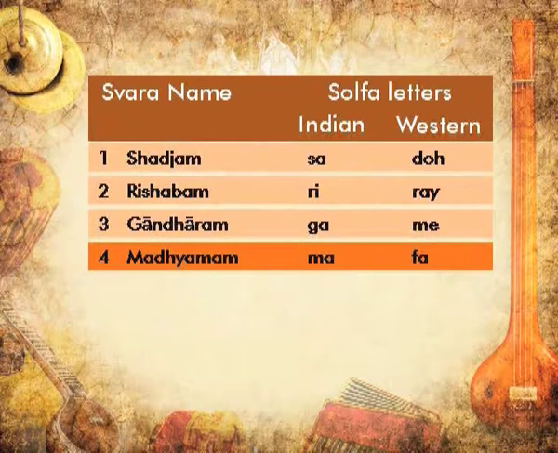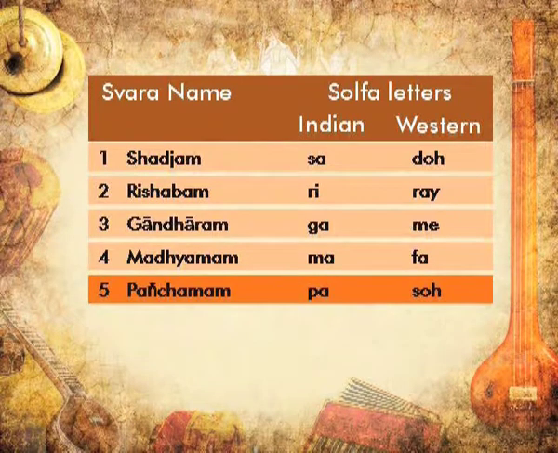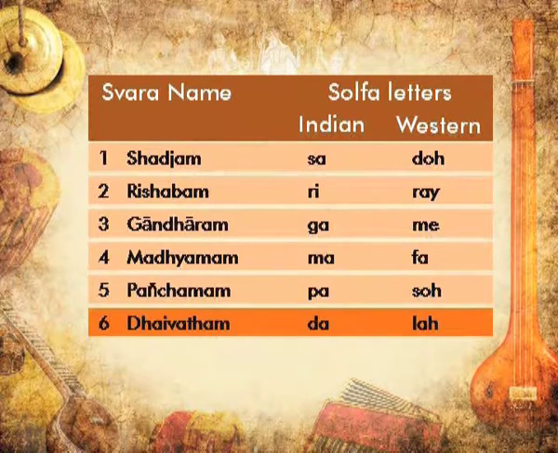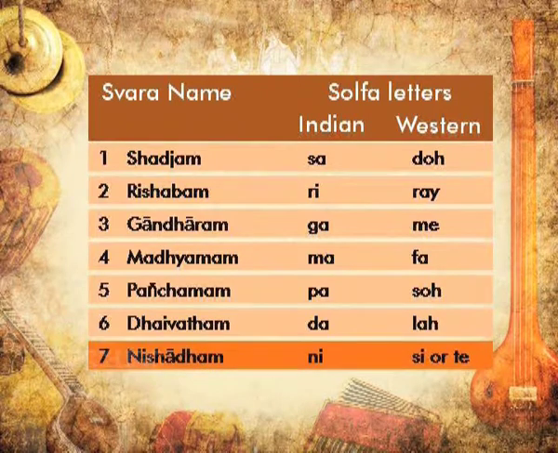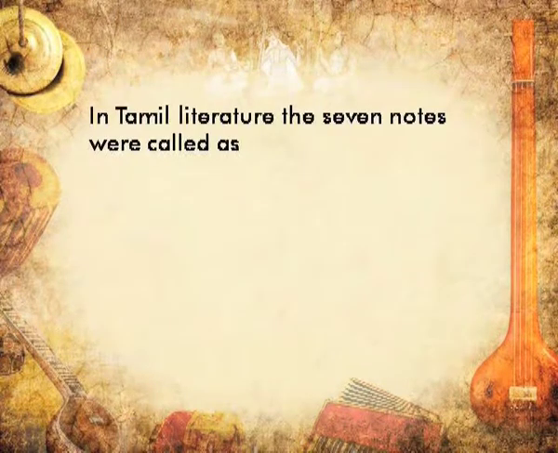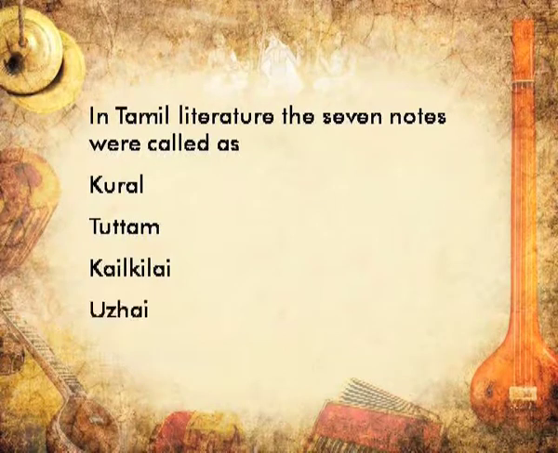4. Madhyamam, Ma and Fa. 5. Panchamam, Pa and So. 6. Daivatam, Da and La. 7. Nishadam, Ni, Si or Te. In Tamil literature, these 7 notes were termed as Kural, Tuttam, Kail Kilai, Urai, Ili, Vilari and Taram respectively.